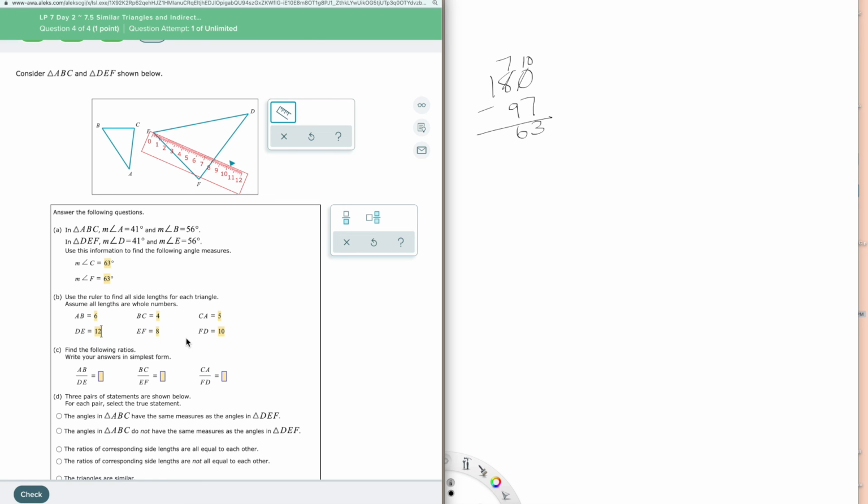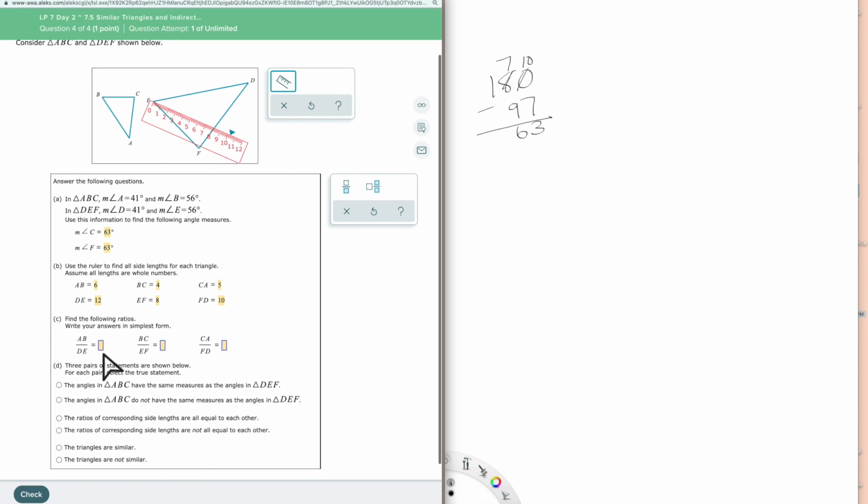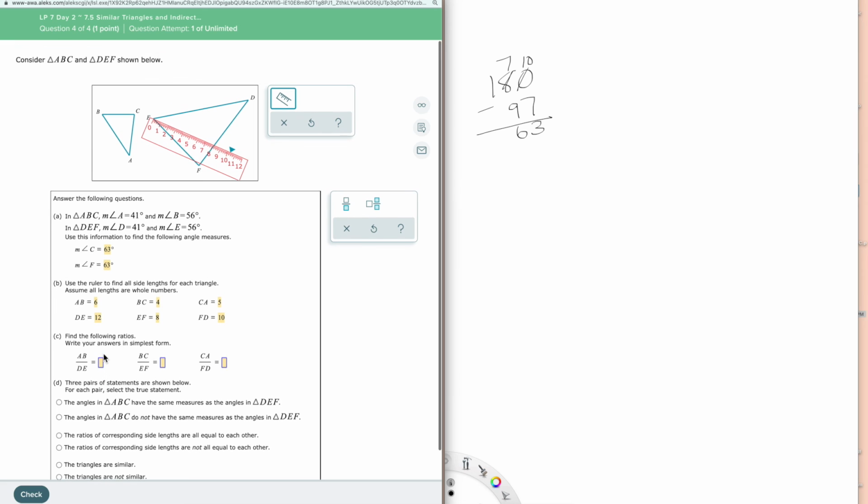Now find the following ratios. Write your answers in simplest form. So they want us to compare AB to DE. Now if I look at this, AB are the first 2 letters and DE are the first 2 letters. This is corresponding order. So that's actually how they're written, in order of corresponding angle. Well, I know A corresponds to D. B corresponds to E. So AB and DE are corresponding to each other, those side lengths.